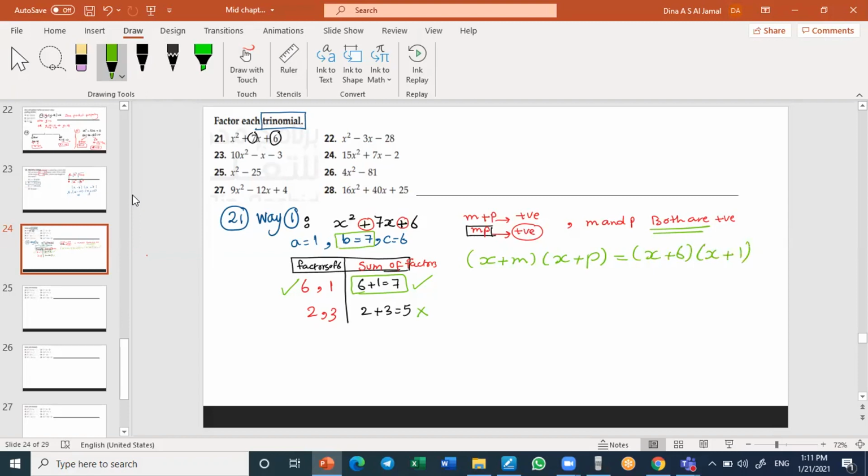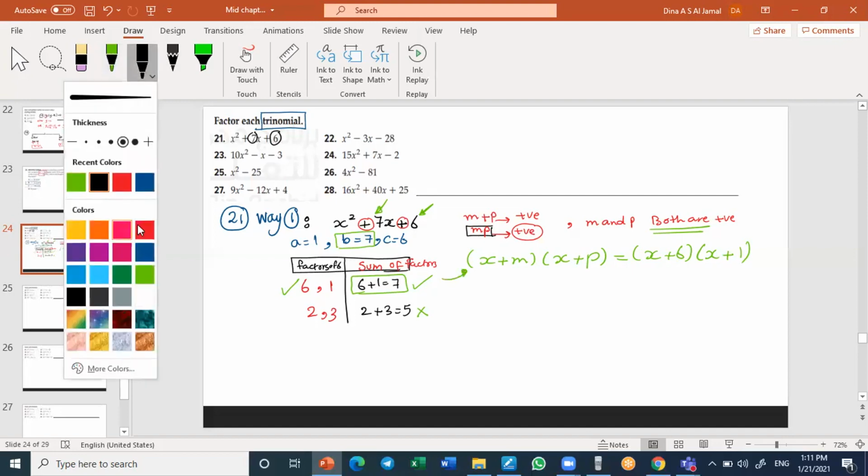So this is the method of the book, where you must look at the last term and the coefficient of x, test their signs, and think of the factors of 6. Think of the sums of these factors. Are they going to give you the coefficient of x or not? And then you must write them, taking care of the signs.